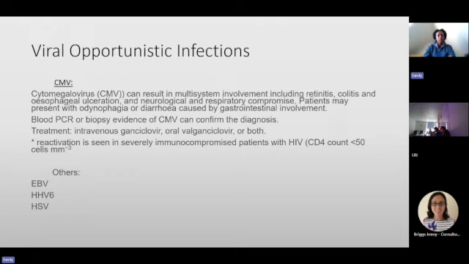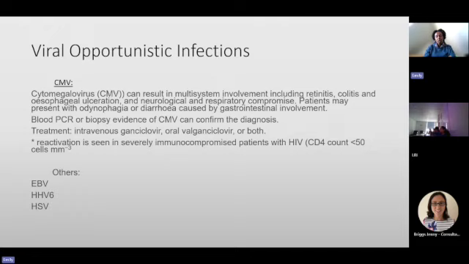Investigations here will be a CMV PCR, which I believe we all know, and the biopsy evidence, which can also be diagnostic. The treatment for CMV is IV ganciclovir or oral ganciclovir, or even both. When we see CMV, start thinking HIV, with a very low CD4 count as well.